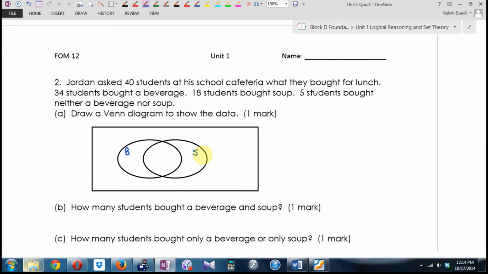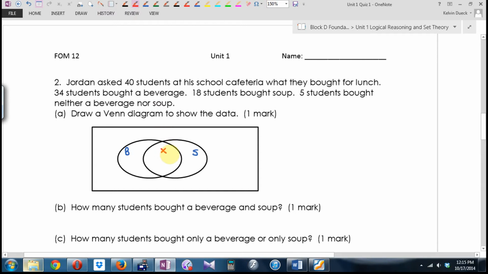So now I read the question carefully and I ask, did they tell me how many kids bought a beverage and soup? Everybody say no. No. So you know what? I'm going to say X, that's how many.